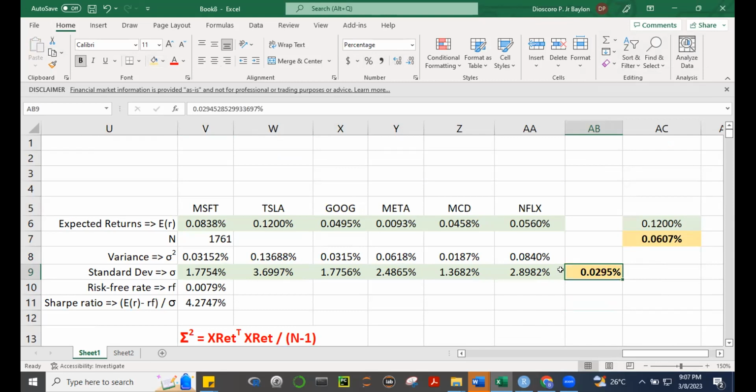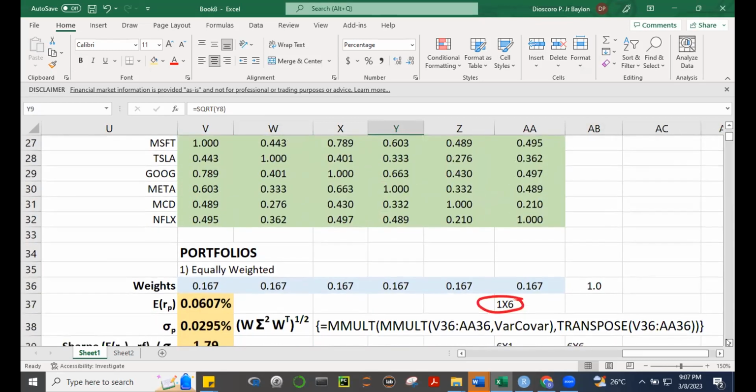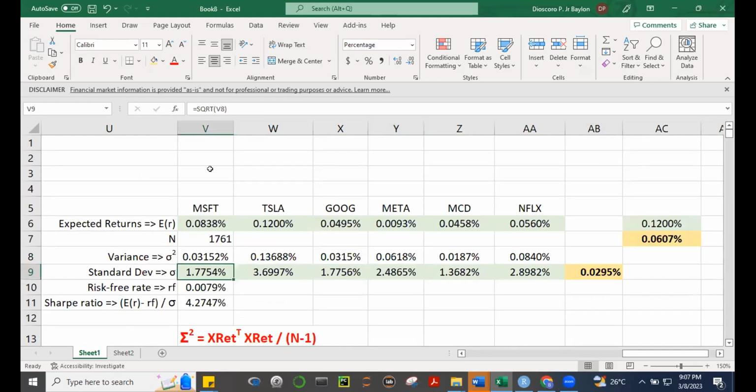Take a look at the risk of your assets. Standard deviation nila: 1.7%, ito 3.6%, 1.7, 2.8. Okay. Let me check. Tama ba? Did you get 0.02, class? Yes, sir. Okay. 0.02, tama. Okay, what do you notice about square root?